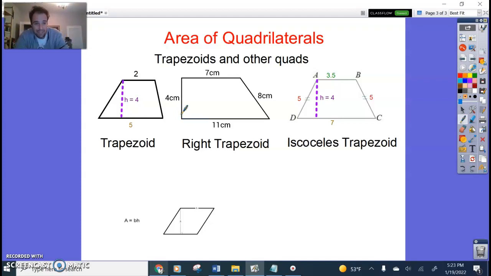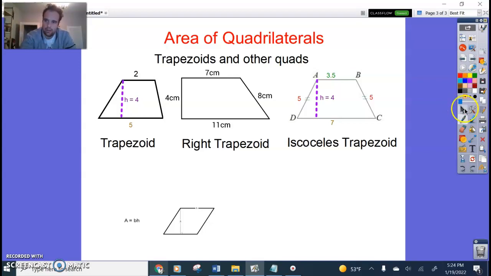Then you got what's called an isosceles trapezoid. Just like an isosceles triangle, which had two sides that were the same, the two legs are the same here. And the top base, in this case side AB, is centered on DC. Okay. Now, I put the little parallelogram in there just to show kind of how this works.